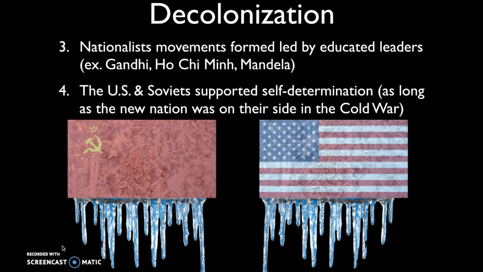So as long as these newly independent nations were becoming, in the case of the United States, capitalist, or in the case of the Soviet Union, forming communist regimes. Both global superpowers at the time were not engaged in imperialism themselves, but instead supported this idea of self-determination. And we talked about how many of these newly independent nations were able to play off both of these superpowers and form what's known as the non-aligned movement to try and stay neutral in this Cold War.